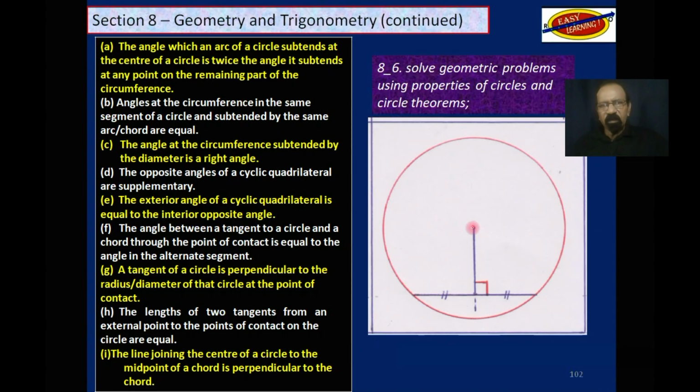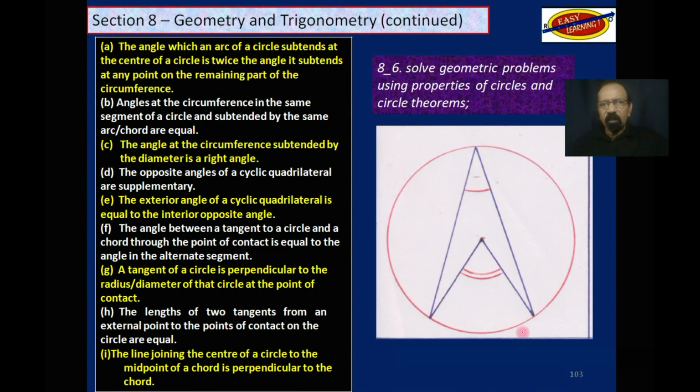And then this one. A line joining the center of a circle to the midpoint of a chord is perpendicular to the chord. That is this last one here. The line joining the center of a circle to the midpoint of a chord is perpendicular to the chord. And this one here about the angle at the center of a circle and the angle at the remaining part of the circumference, that's the very first one we did.